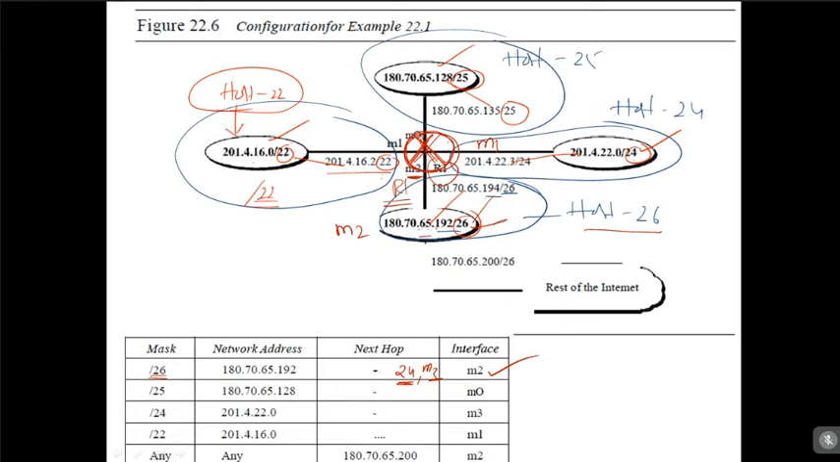Host 26 to router 1 అనేది డైరెక్టా ఇండైరెక్టా? Indirect, sir. Okay, right. Fine, it's an indirect. And from router to host 24, here I selected that next hop. Okay, here I selected next hop as 24 and interface is M3. So now what is it here? Direct, sir. Yes, it is a direct.